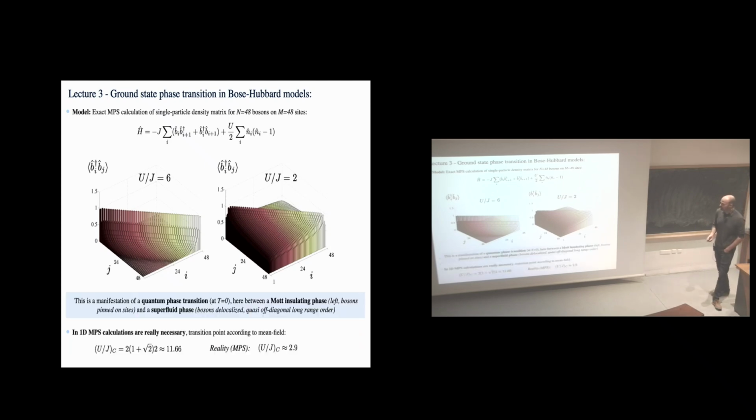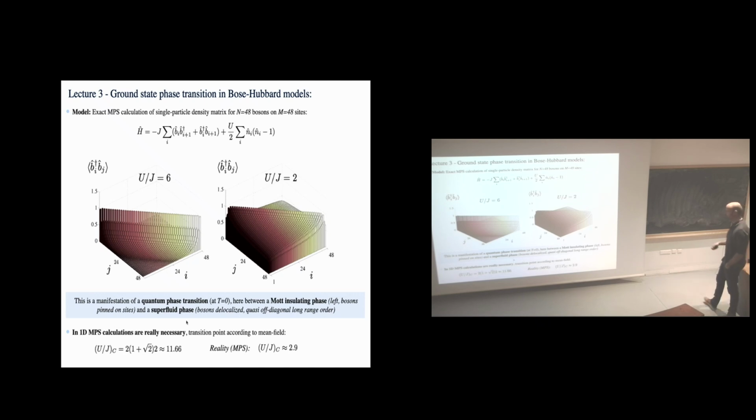Also, if you compute, for example, the transition point, people have really tried to do this very precisely using these MPS methods. Of course, the change of behavior here and here is because you have a quantum phase transition. That's all at zero temperature. It's really just ground state physics. And if you do a mean field calculation, this is simple. One can do this analytically.